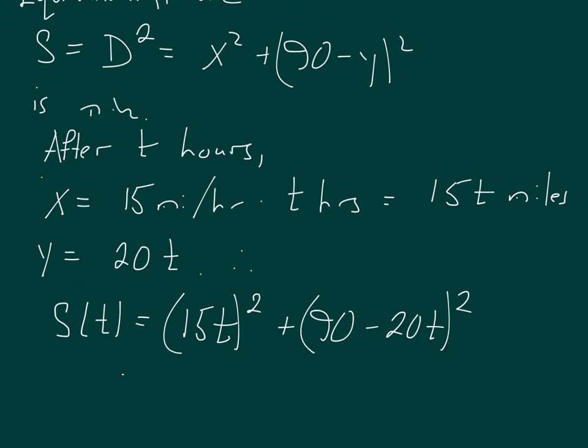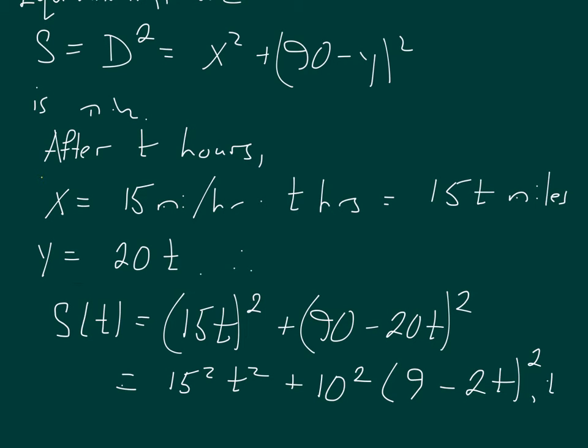Okay, well, let's try to simplify this a bit. We can write this as 15 squared times t squared plus, I notice that I can pull a 10 out of both of these terms, and then when I distribute that square through, we'll have 10 squared, and then we'll be left with (9 minus 2t) all squared. And we should note that t could be any time greater than or equal to 0. So there we have that.